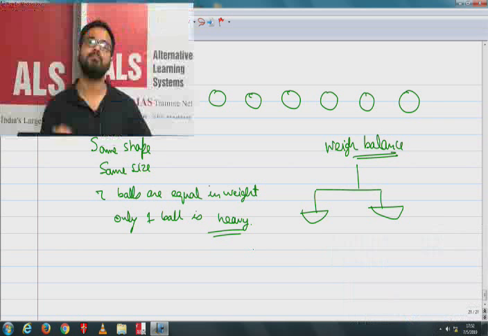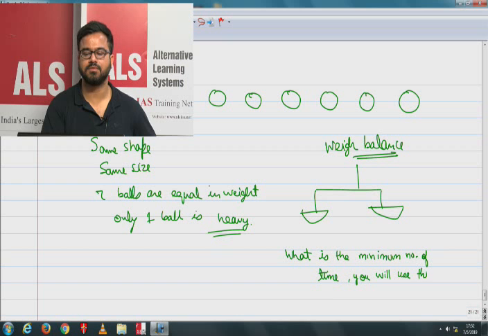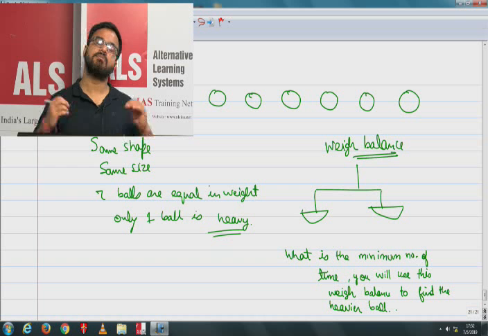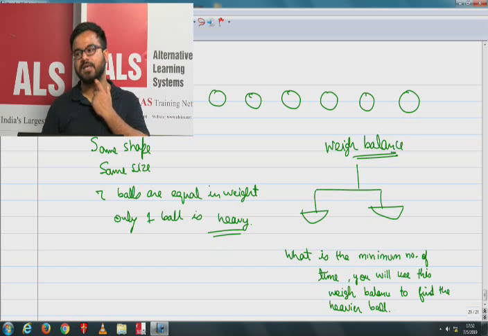So the question is, what is the minimum number of times you will use this weight balance to find the heavier ball? We have to use the weight balance the minimum number of times, and then figure out which is the heavier ball out of these 8 balls. 7 balls are of similar shape, similar weight, and one of the balls is heavy.